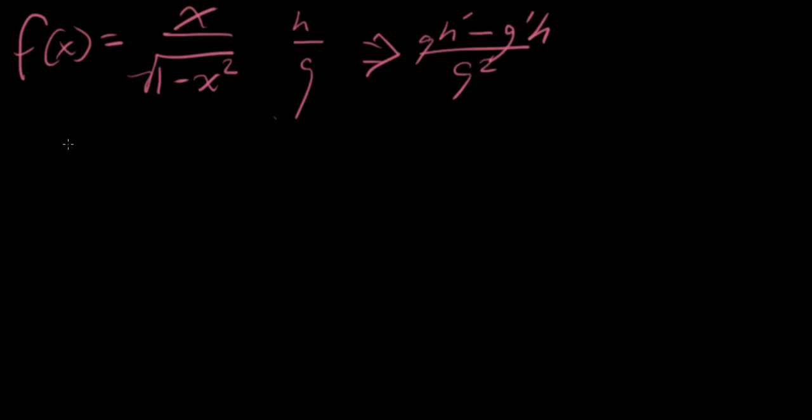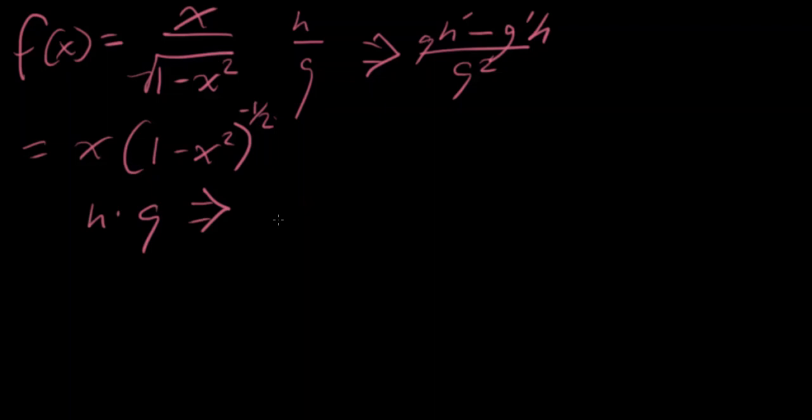Instead, you might think of this as a product, because I can rewrite this in the following way. I can write this as x times this 1 minus x squared to the negative 1/2 power. So here, this becomes h times g, in which case its derivative will become h prime g plus h times g prime. This might be a lot easier to deal with. So let's do it both ways. Let's do it the hard way first, and then we'll try the other way.